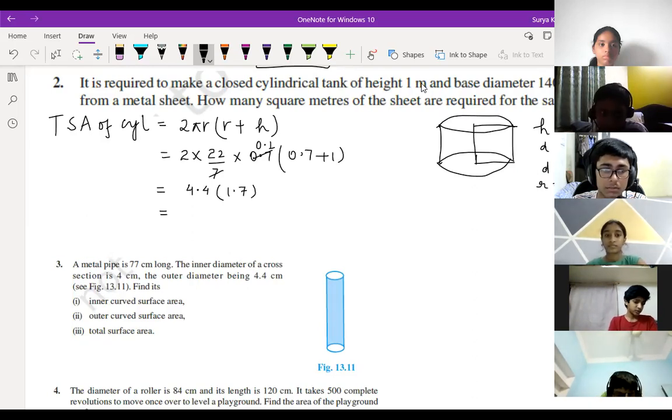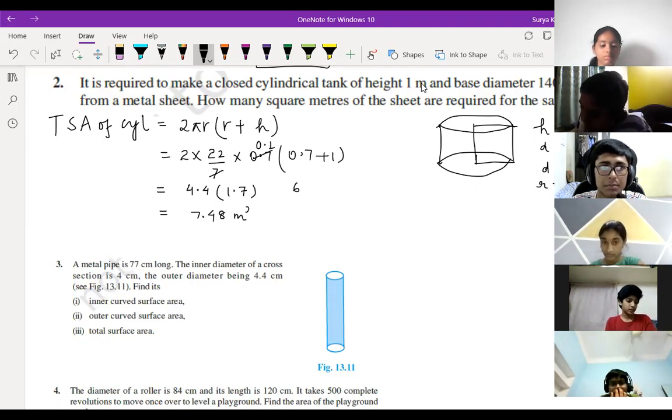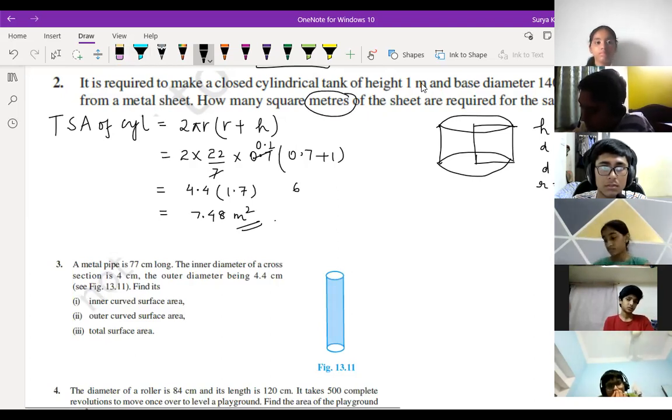17 fours are 68, carry 6. 17 fours are 68 and 6 is 74. So the answer is 7.48 meter square. They are asking in square meters only. If you find it in centimeters, you have to convert to meters again. Is it clear, children? Did all of you get the answer, 7.48 meters square? Is it clear to everyone?